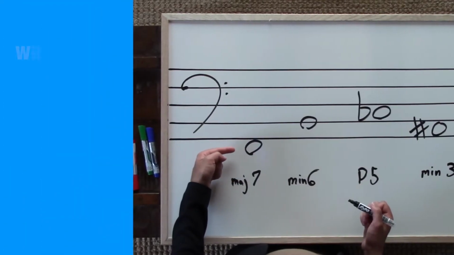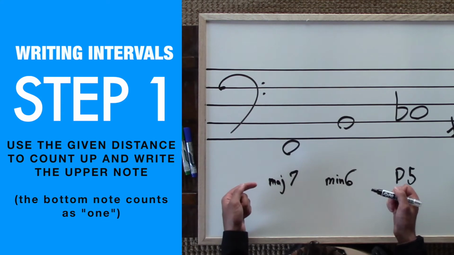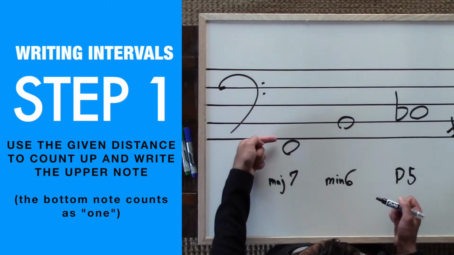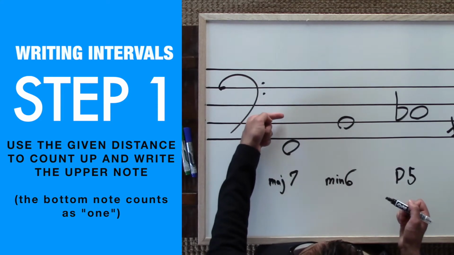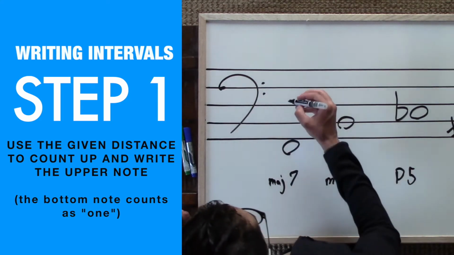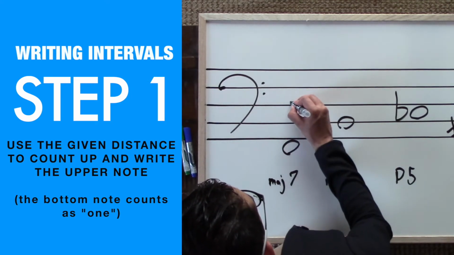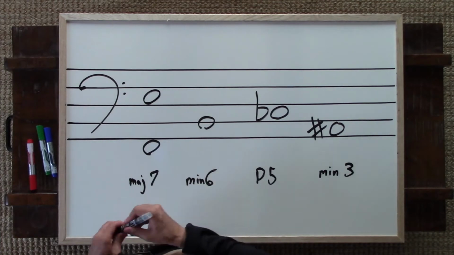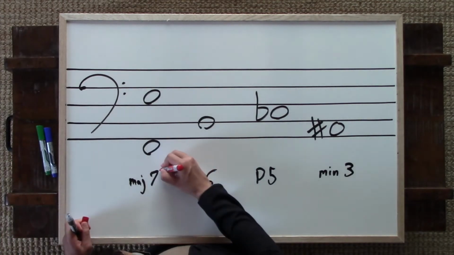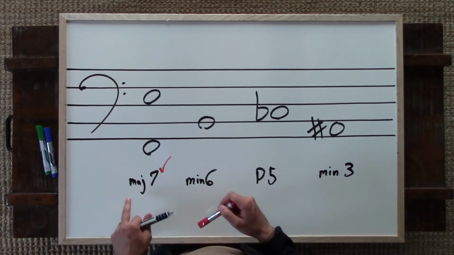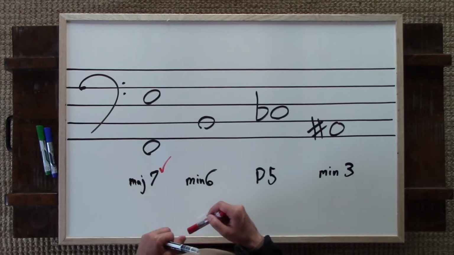So first, let's count up 7 steps, using F as number 1. 1, 2, 3, 4, 5, 6, 7. We land on the note E. So let's start out by just writing a seventh, and there it is. So there we have the distance taken care of. Now we have to worry about the quality. So we've been asked to write a major seventh.